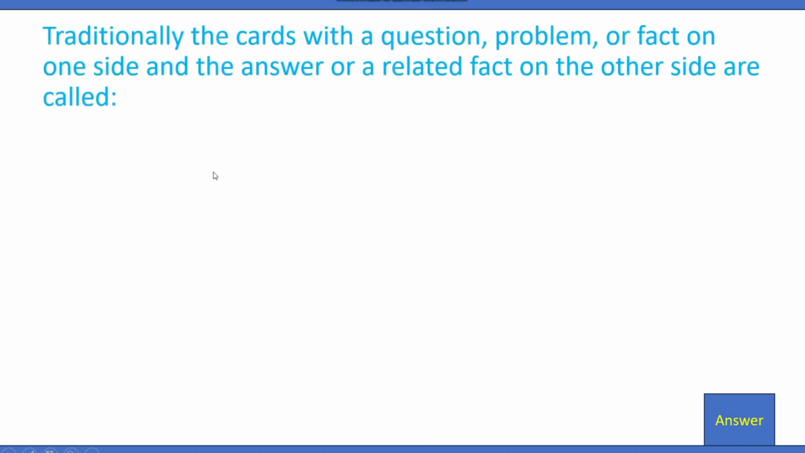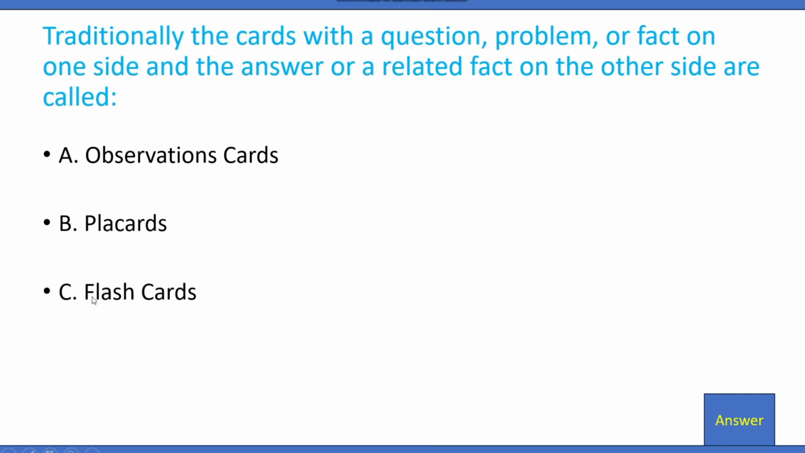Traditionally, the cards with a question, problem, or fact on one side and the answer or a related fact on the other side are called A. Observation cards. B. Play cards. C. Flash cards. D. Note cards. So the right answer would be flash cards.